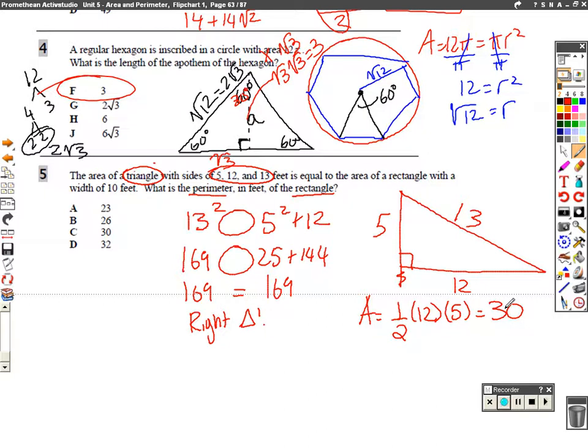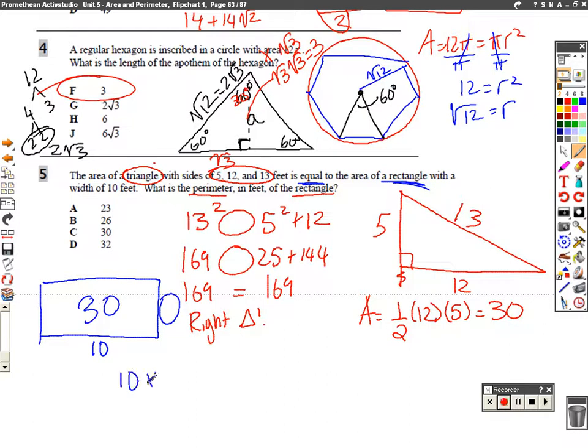Okay, now let's move on to the second part of the problem, which is this rectangle they're talking about. Now the rectangle has a width of 10. And they just told me that the area of this triangle, 30, is equal to the area of the rectangle, which means the area has to be 30. So what number is going to go right here? Well, what times 10 gives me 30? 10 times x is 30. That tells me that x is 3. I'm dividing both sides by 10 there.